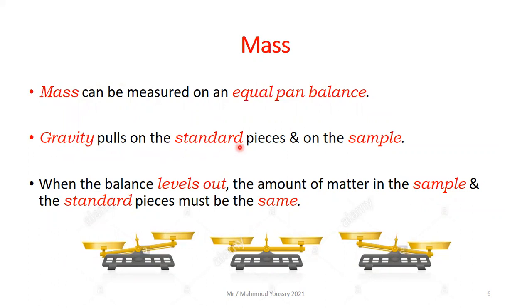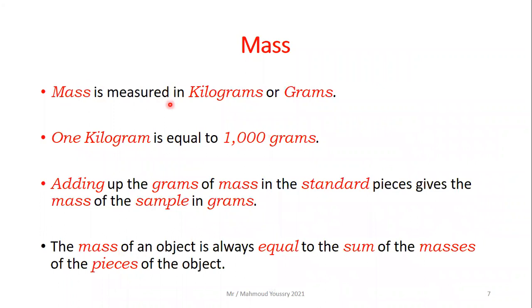Gravity pulls on the standard pieces and on the sample. Yes, it pulls both sides, or both pans, of the balance. In this case, when the balance levels out, meaning becomes stable, the amount of matter in the sample and the standard pieces must be the same. Mass is measured in kilograms or grams.